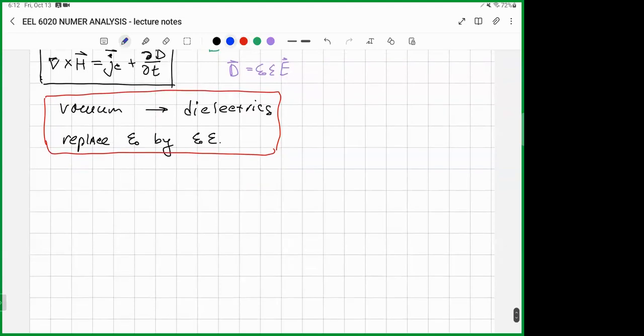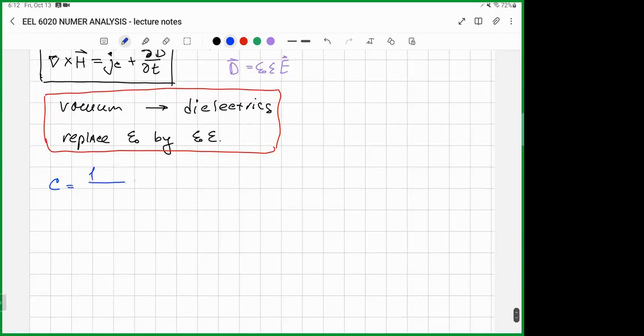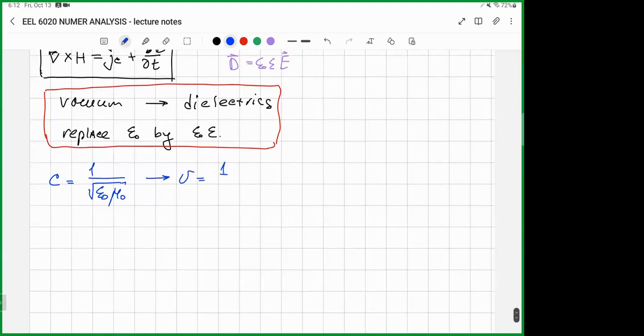For example, the speed of light, right? We saw this formula: the speed of light is given by 1 over square root of epsilon 0 mu 0. And now we can write the formula for the speed of light in the dielectric, in a material without free charges. What we do is just replace epsilon 0 by epsilon 0 epsilon. So it's going to be 1 over square root of epsilon 0 epsilon mu 0. Okay.